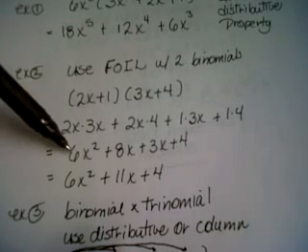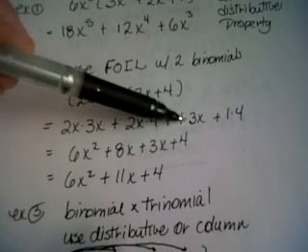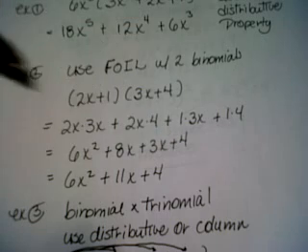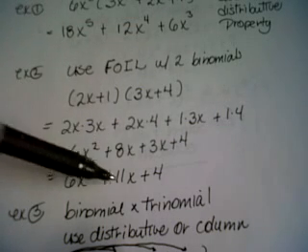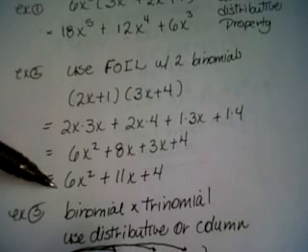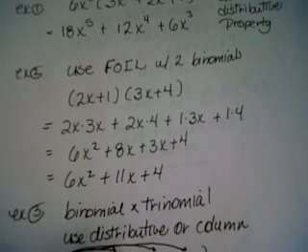Now I'll go ahead and multiply, so that gives me 6x squared, that gives me 8x, that gives me 3x, that gives me 4. I can combine like terms. The only like terms are right here, 8x and 3x, which gives me 11x there. Cannot combine anything else. There are no other like terms, so that is my answer.